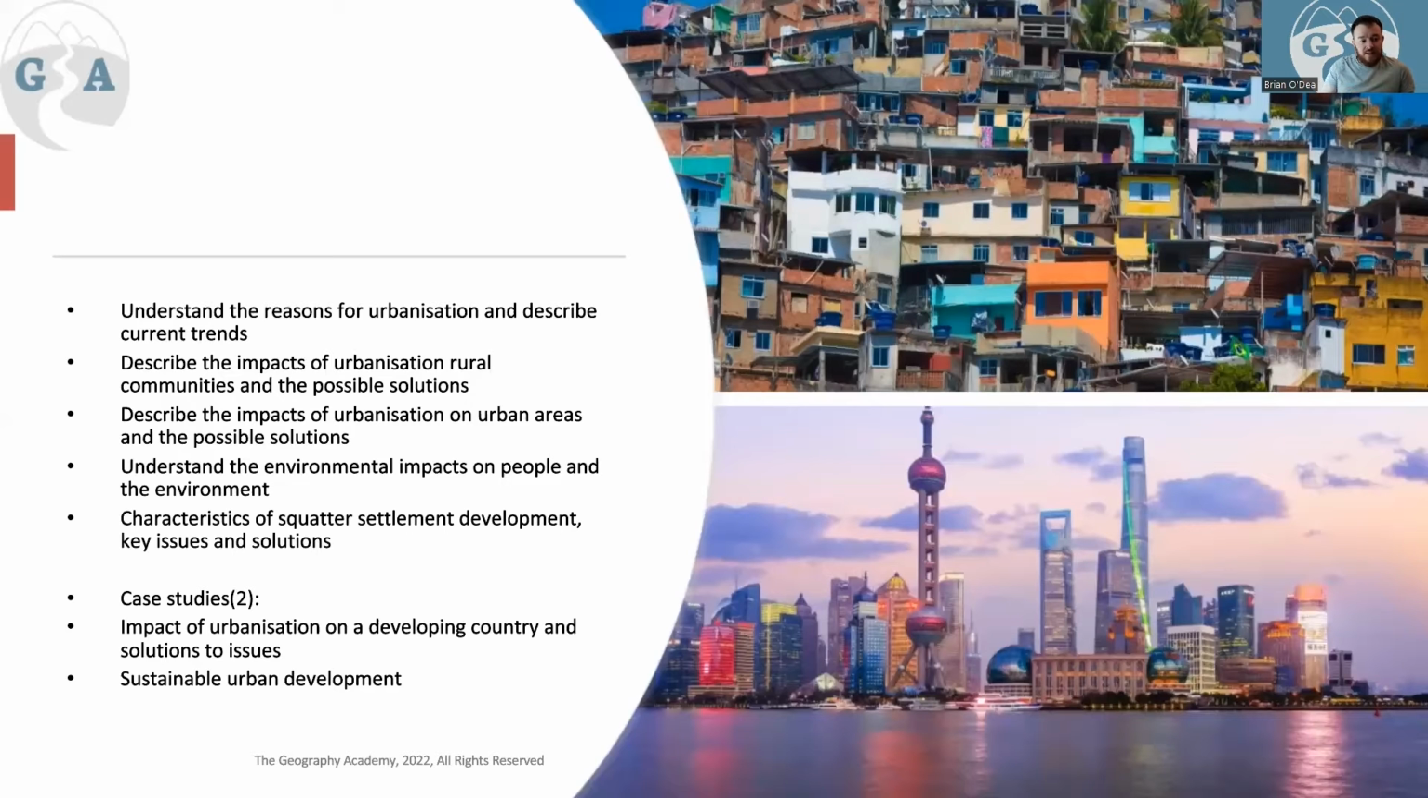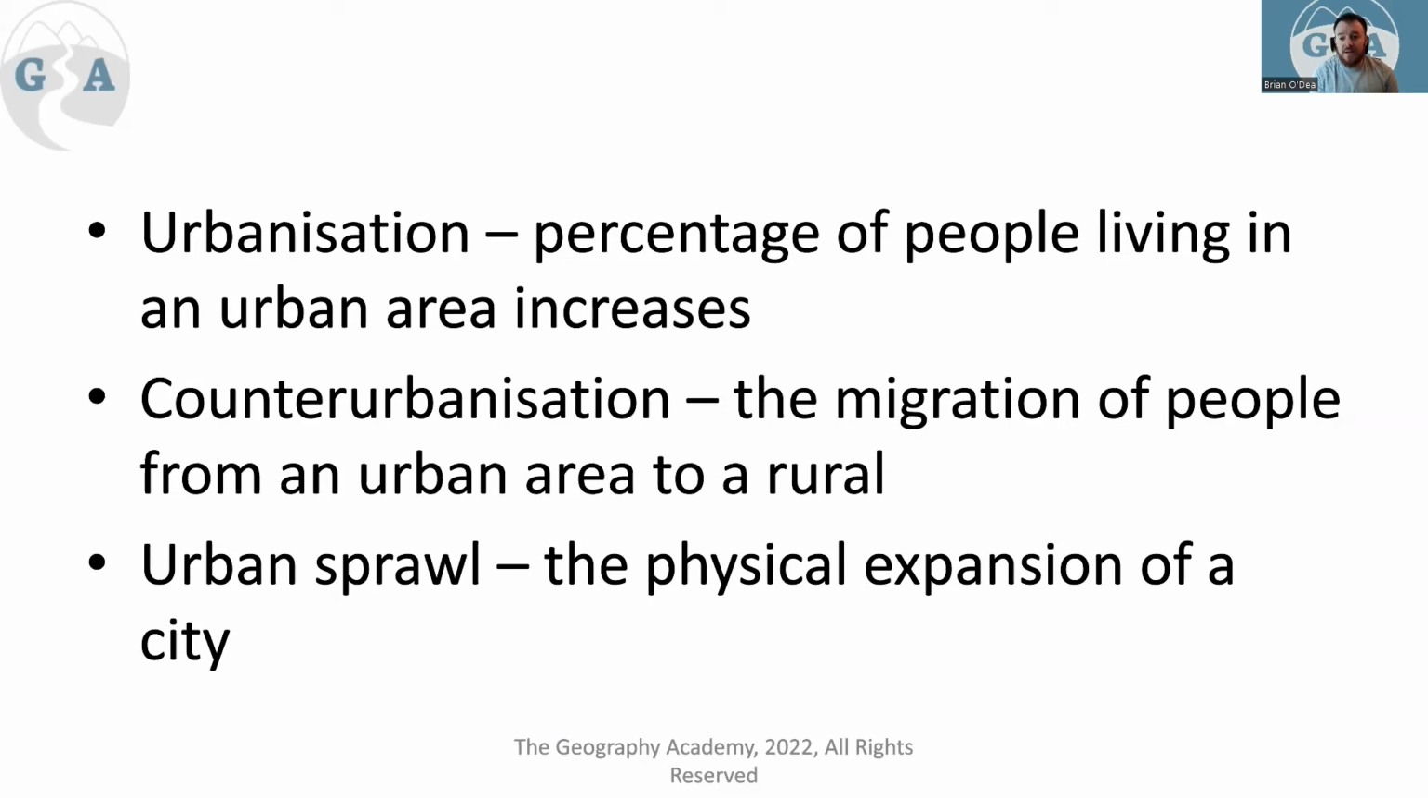We have two real distinctive sections here. We're going into this idea of squatter settlements again and rapid development, changes that happen, but it's mainly focused on urbanization. With urbanization, we have the percentage of people living in an urban area increasing. So more people are living in urban areas than ever before. With counter urbanization, we see people migrating back from urban areas to rural to live outside of the city. We see that as a trend mainly in developed countries. Urban sprawl is just a term we use for the physical expansion of the city. We used it in the last video as well.